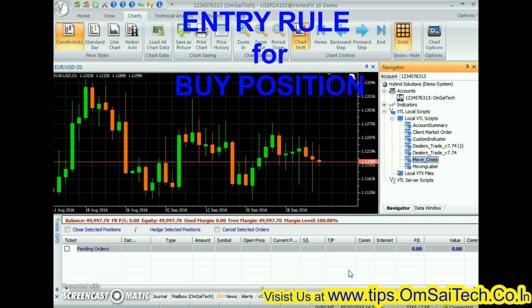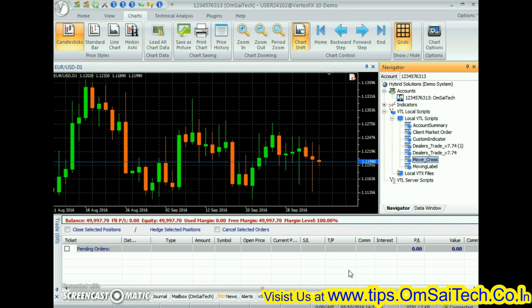Rule number 8: if the high of any of the recent 14 hourly bars is greater than current bid plus 45 pips, then the weightage is reduced by 50. Rule number 9: finally, if the weightage is greater than 50, then a buy signal is triggered.